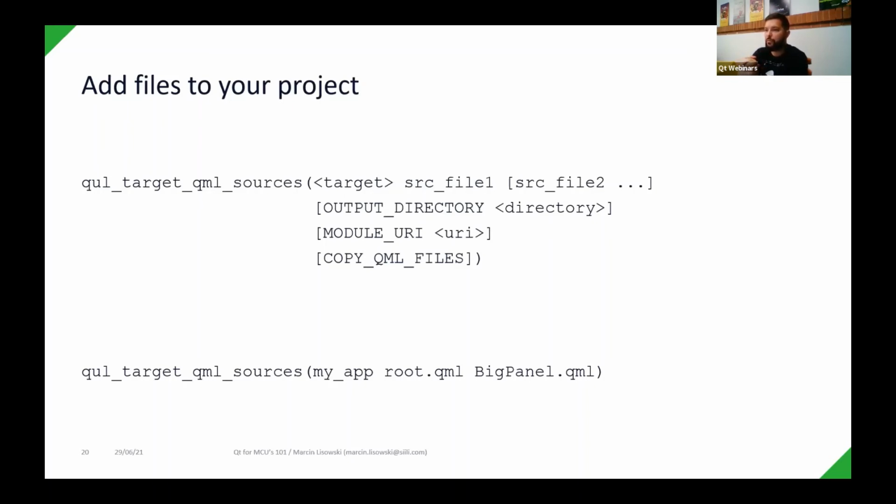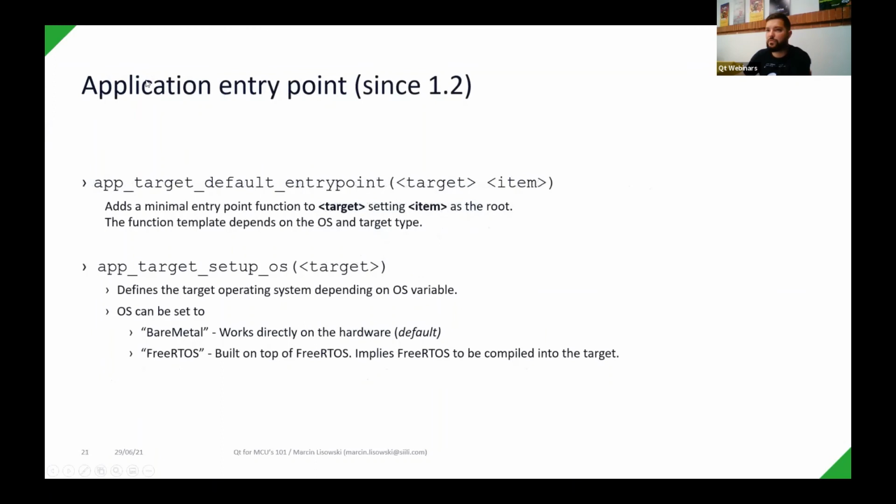And there is also a copy QML files optional argument, which will tell our build process to copy source QML files to the output directory. This can be useful if you are going to use your QML files in some modules.